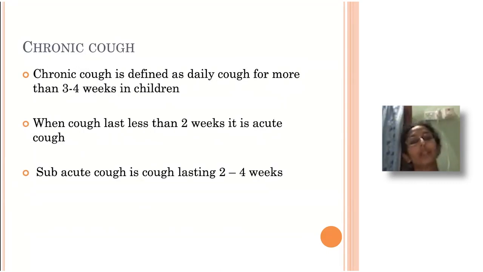So now we will see about chronic cough. Chronic cough is defined in children as a daily cough for more than 3 to 4 weeks. When cough lasts less than 2 weeks, it is an acute cough, and when it lasts for 2 to 4 weeks, it is a subacute cough.